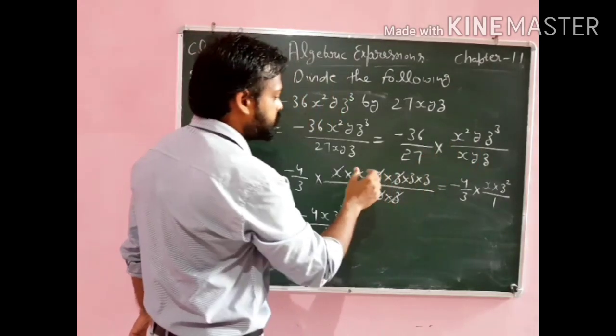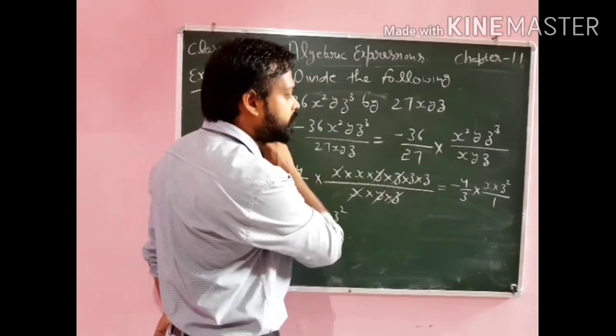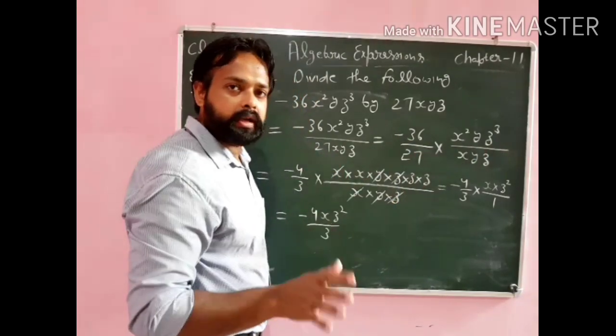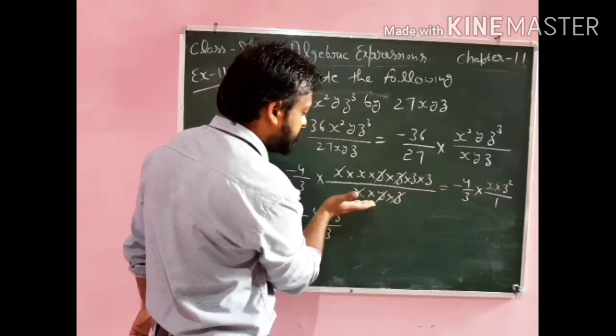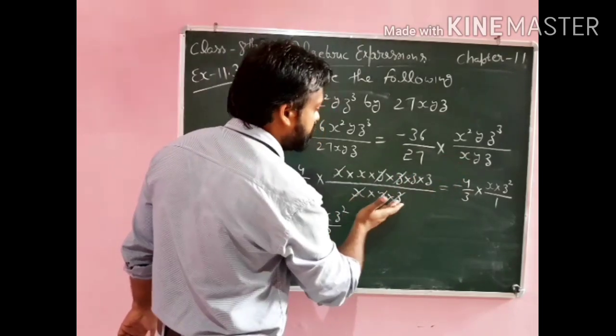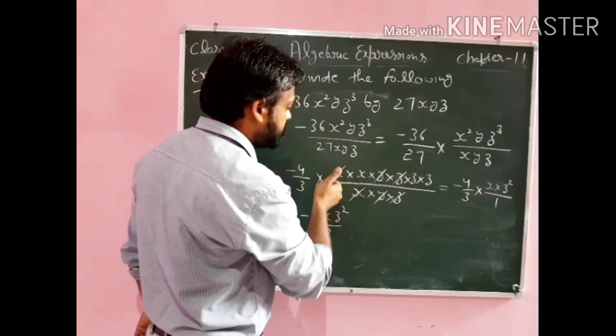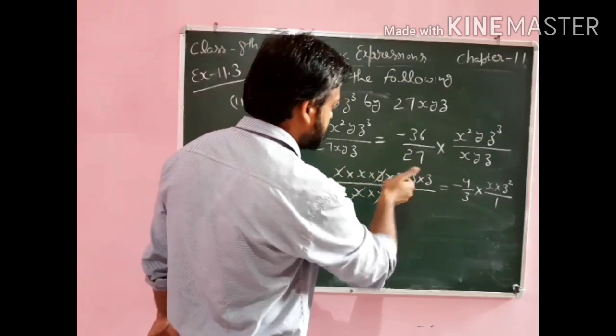And you can see x square, so x can be written 2 times. y has a single power and z raised to power 3, so z can be written 3 times, over x multiplied by y multiplied by z. Now cancel out the common factors. y will cancel with this, z with this.